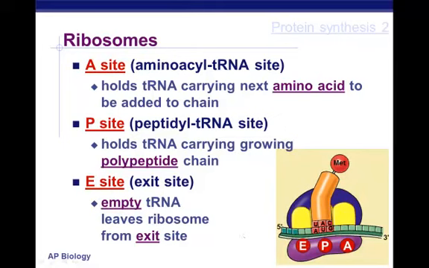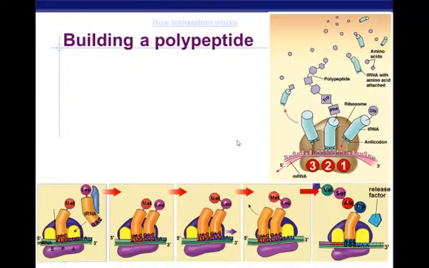A for, the video said, acceptor site, also called the amino acid site. That is the site where the incoming amino acid is going to add and sit down in this spot. The P site, the peptidyl site, also called the polypeptide site, is the place where it's going to hold the growing polypeptide chain. And then E is for exit. We're going to empty the site. The tRNA, once it drops off its amino acid, is going to leave via that exit site. So we're going to build a polypeptide.